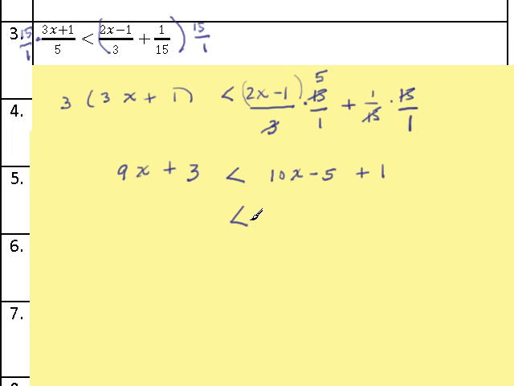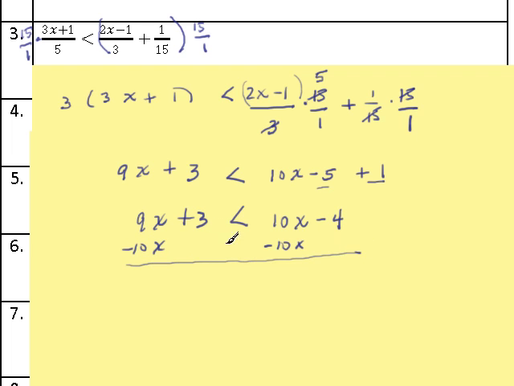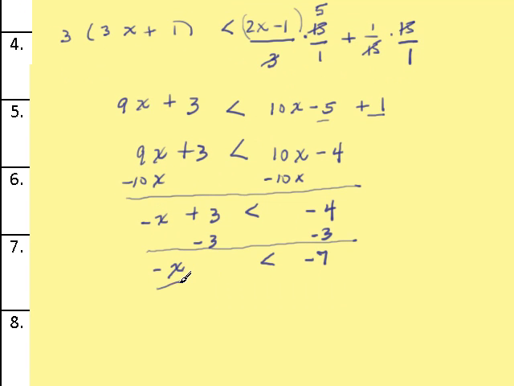All right, let's combine these two like terms on the right, so that would be 10x minus 4, and here we have 9x plus 3. All right, let's say we subtract 10x from both sides. Here we have minus x plus 3, less than -4, and continue solving by subtracting 3. Negative x less than -7, and now we're going to divide both sides by -1, and that would switch the direction, dividing by negative. So we have here x greater than 7.